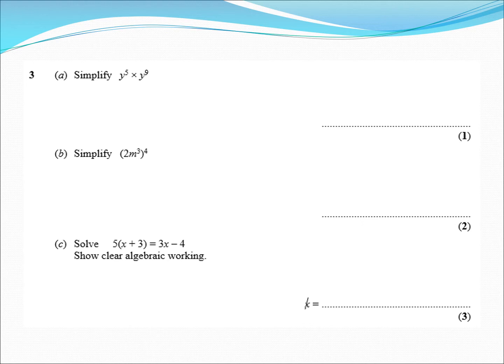The first question is saying simplify y to the power of 5 times y to the power of 9. When you do y to the power of 5 times y to the power of 9, we know that when we multiply, we add the powers provided the bases are the same. So it's going to be y to the power of 5 plus 9, which is y to the power of 14.